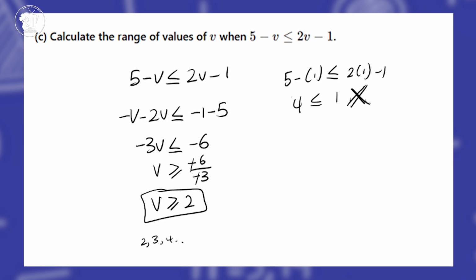And that is why we had to switch around this part, because the negative impacted the inequality sign. So whenever you have to divide or multiply by a negative, you switch the inequality sign, because if you don't do that, it will give you an answer that is false.